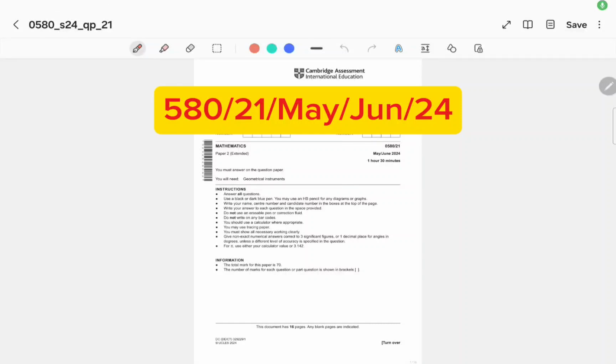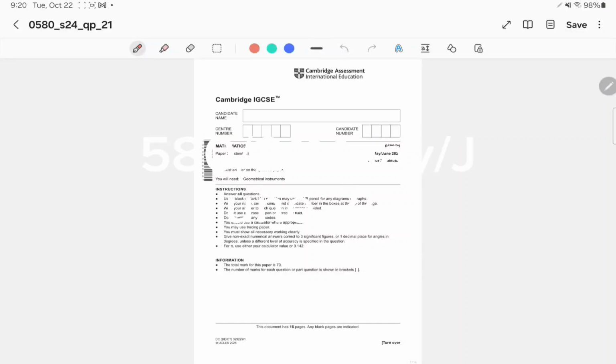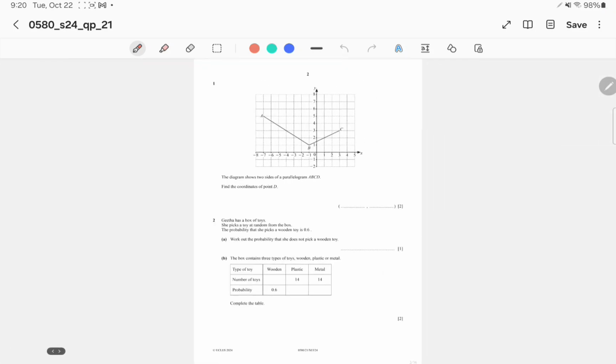Today we are going to see IGCSE paper 58021 May June 2024 paper 2 extended. Okay, first question. The diagram shows two sides of a parallelogram ABCD. Find the coordinates of the point D.